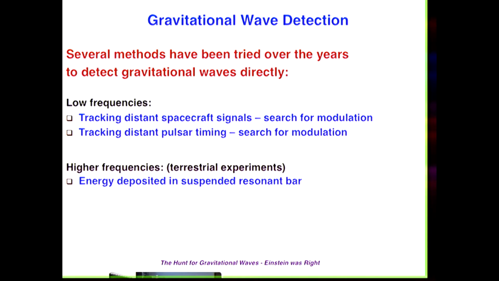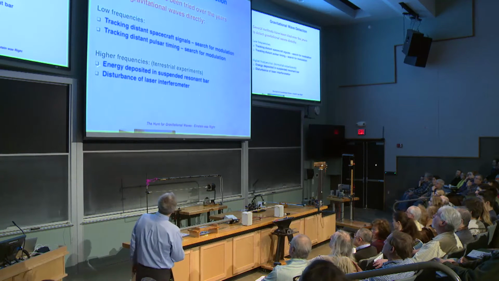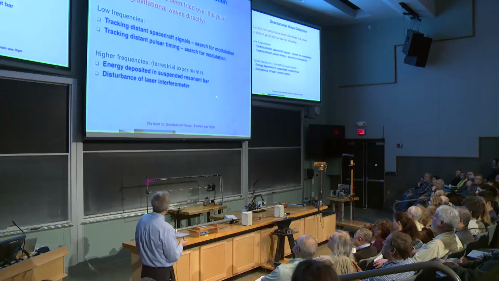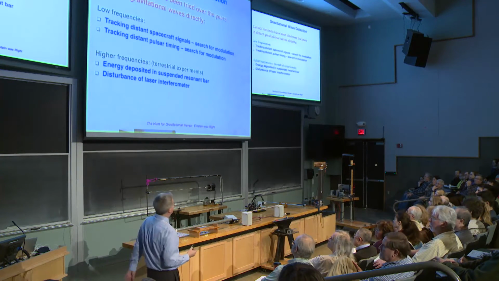Now here on the Earth, we can look at higher frequencies. One way to do it would be to look for energy deposited in a suspended resonant bar. I'll talk more about that in just a moment. Or to look for a disturbance of a laser interferometer. So before I talk about the LIGO method using a laser interferometer, let me just spend a few slides talking about suspended resonant bars. This was the start of the field.